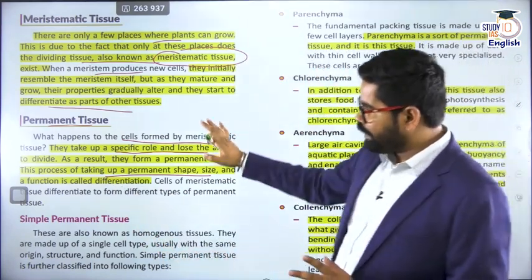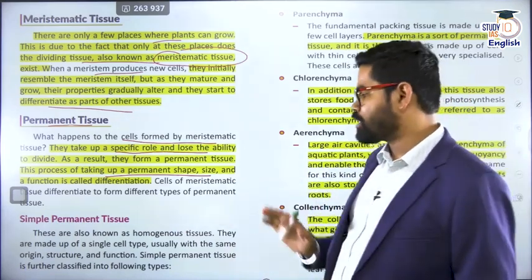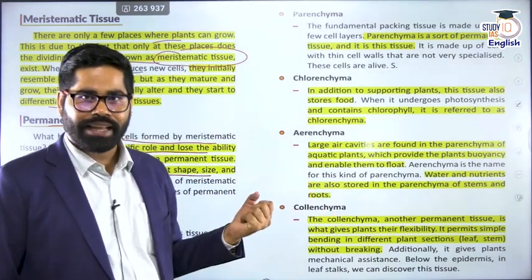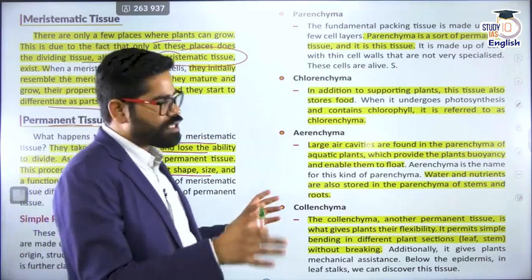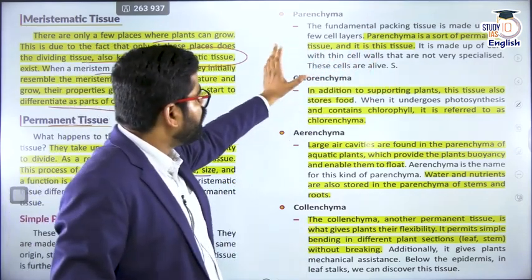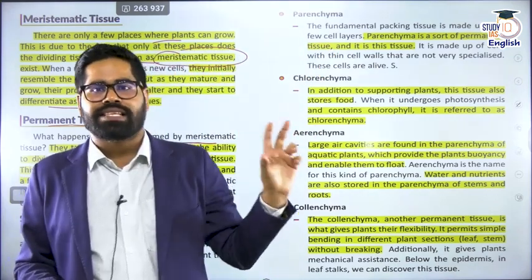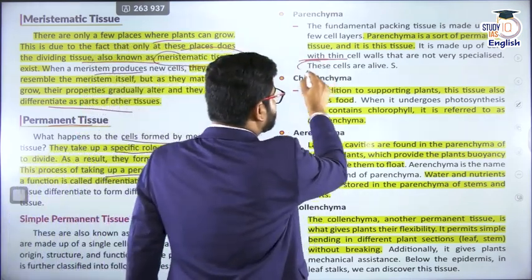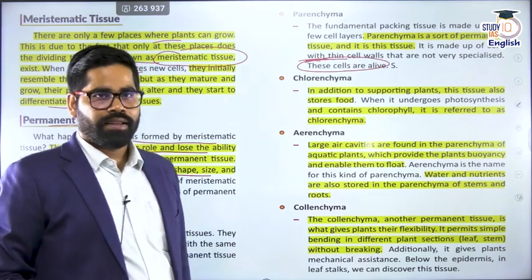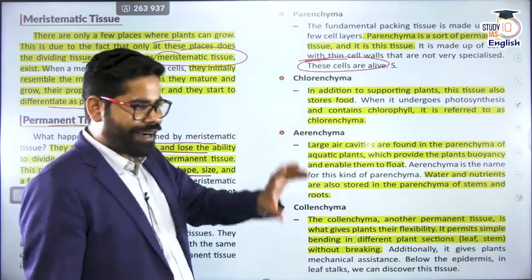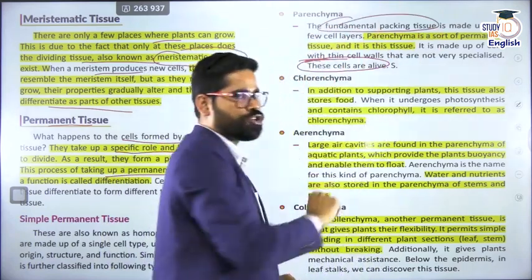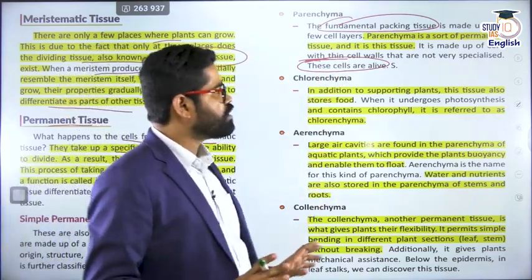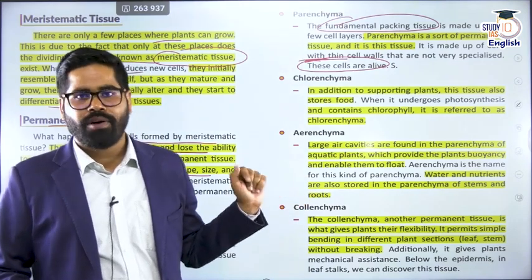Now, in the permanent tissue, we have two different kinds, simple permanent and complex permanent. In the simple one, we have different types of tissues. One is called parenchyma. This is a permanent tissue made up of cells with very thin cell walls. These cells are also alive, and they are also called the fundamental packing tissue. They have very thin cell walls, and this permanent tissue is in the form of parenchyma.